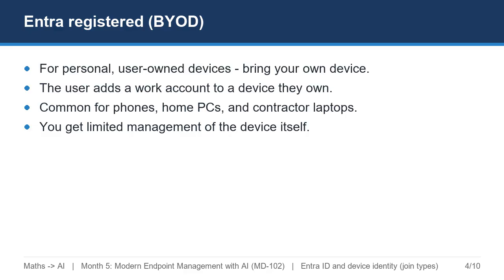The first join type is Entra registered. This is your bring your own device scenario. The device is personal, the user owns it, and they simply add their work account to get email or apps. Think phones, home PCs, contractor laptops. Because the company doesn't own the hardware, your management is limited. You can protect the work account and data, but you can't treat the whole machine as corporate.